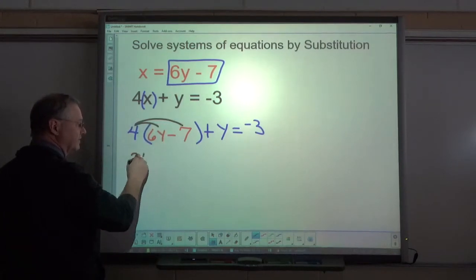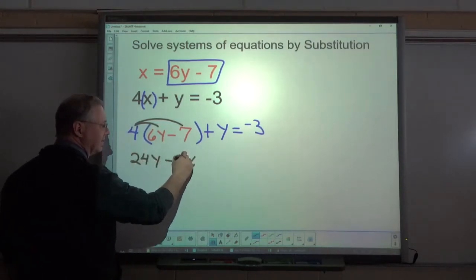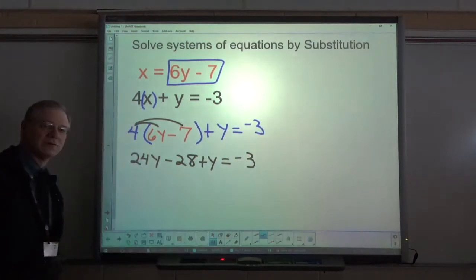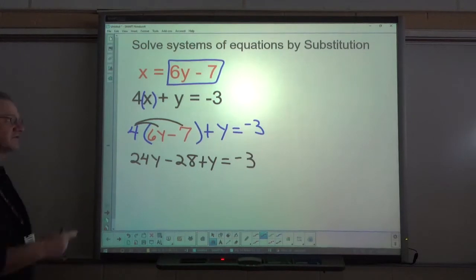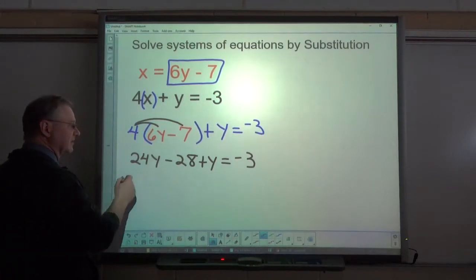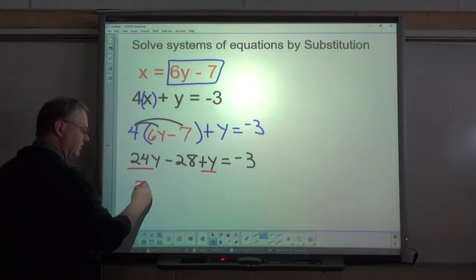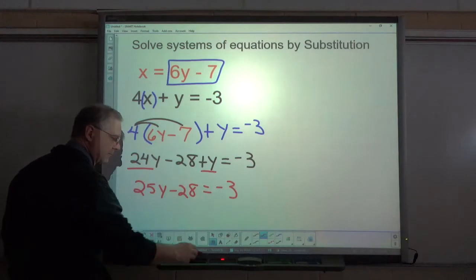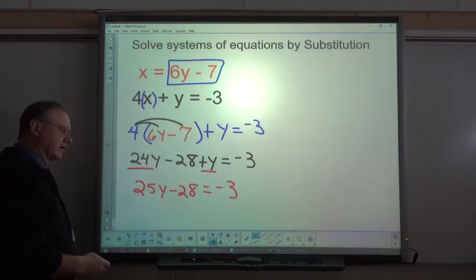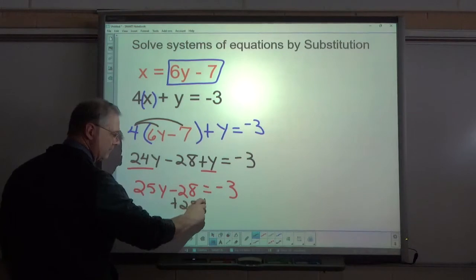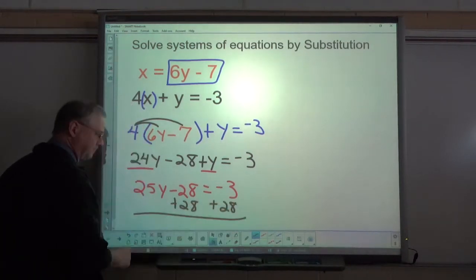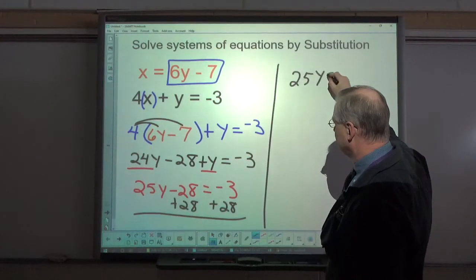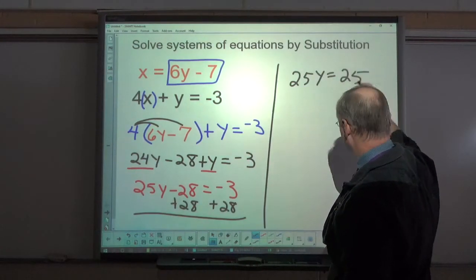Distribute: 24y minus 28 plus y equals negative 3. And if you remember how to solve those 5-step equations, distribute, combine like terms on the same side of the equal sign, like these two. Get rid of addition or subtraction with the variable. I have 25y equals 25, wouldn't you know it?